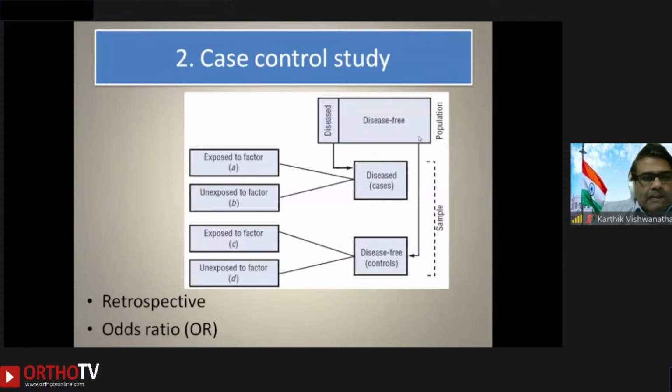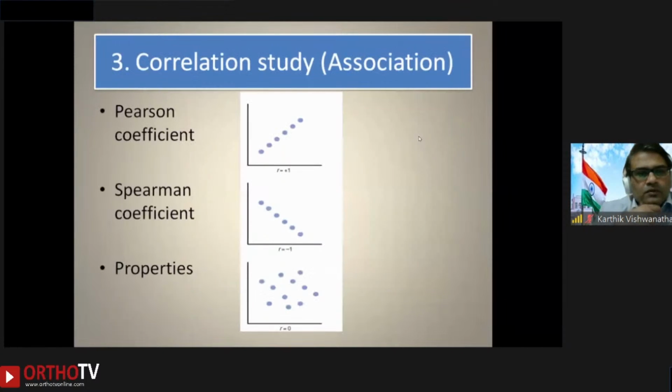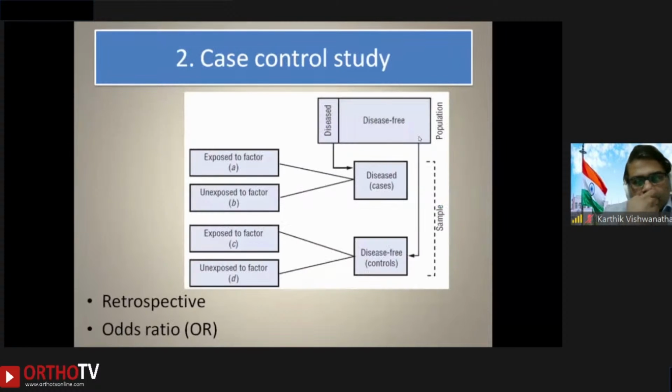Okay. Case control study is a retrospective study, and the main statistic used is the odds ratio. An odds ratio of 1 indicates that the exposure is not related to the event. An odds ratio more than 1 indicates the exposure is positively associated with the event. An odds ratio less than 1 indicates the exposure is negatively associated with the event. We would need 95% confidence intervals also to be reported.